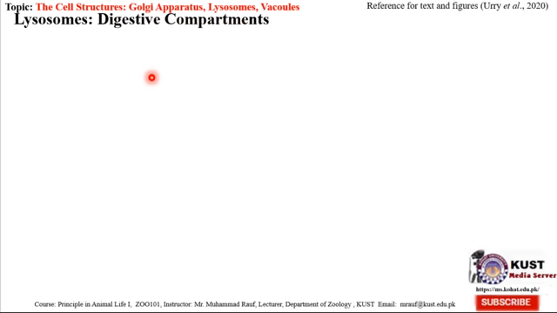So that was all about the Golgi apparatus. Now we start the lysosomes. Lysosomes are also known as the suicidal bags. They are the digestive compartments. They are filled with digestive juices or hydrolytic enzymes.